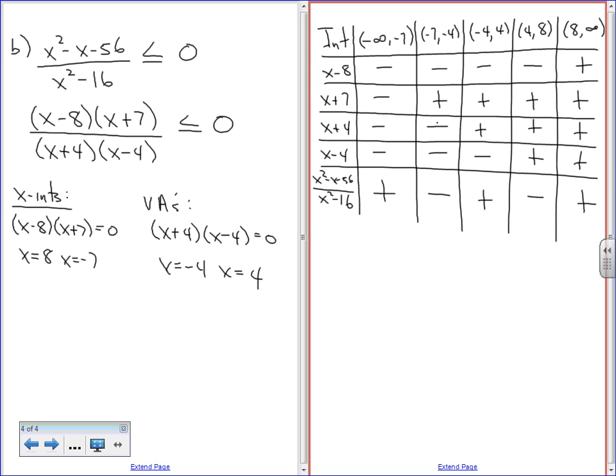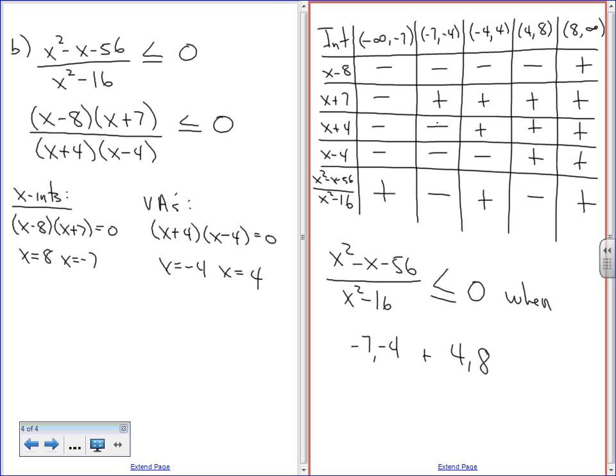So it's positive. Okay, so the function is positive here, here, and here. The function is negative here and here. So the question originally asked me, when is x squared minus x minus 56 divided by x squared minus 16 less than or equal to 0? So the function is less than or equal to 0 when, in what values? Yep, -7, -4, and -4. Right.